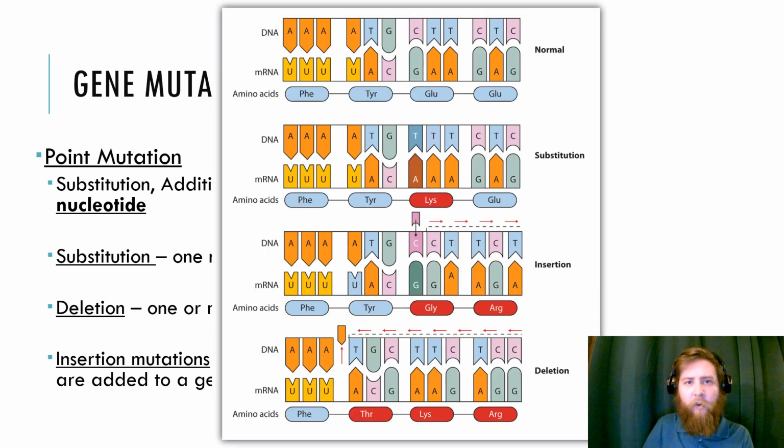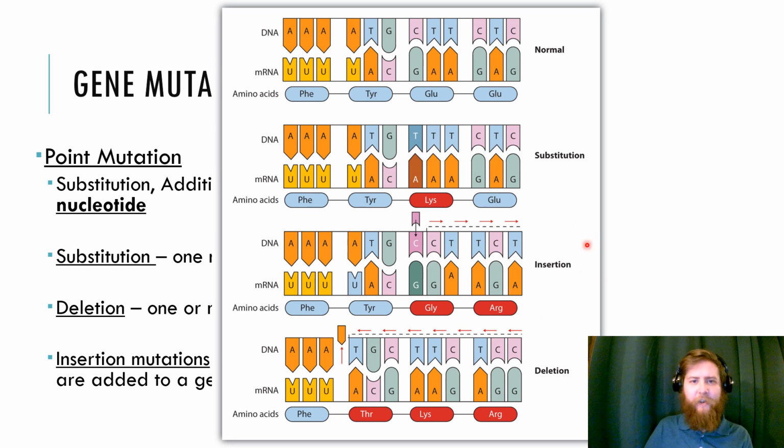So looking at this normal DNA here makes this mRNA, which then makes these amino acids. In this first example here, we're substituting this C for a T. When this happens, now instead of making phenylalanine, tyrosine, instead of making glutamine here, we now make lysine. So we've changed this amino acid structure, which probably changes the protein structure, which will change the protein's function.